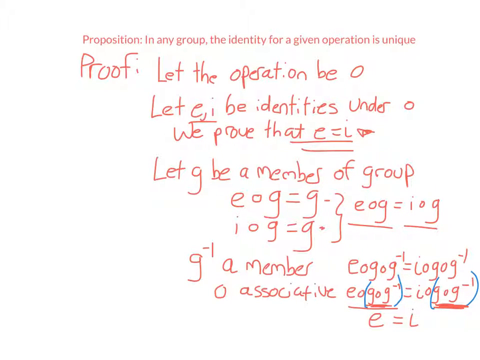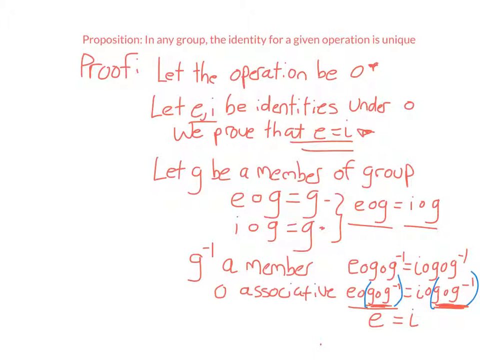That means the identity is unique, because if you have an identity and there's another element that's the identity, then those two must be equal. There can only be one identity in a group under any operation. So this proves it for any group and for any operation because I used arbitrary elements. The operation O could have been any operation.